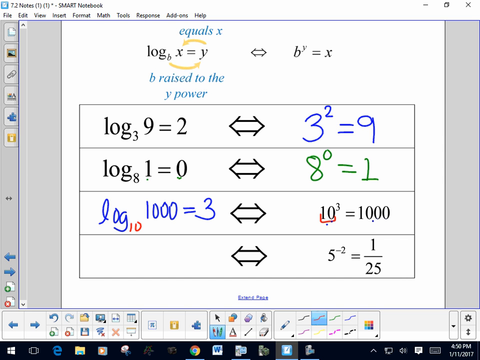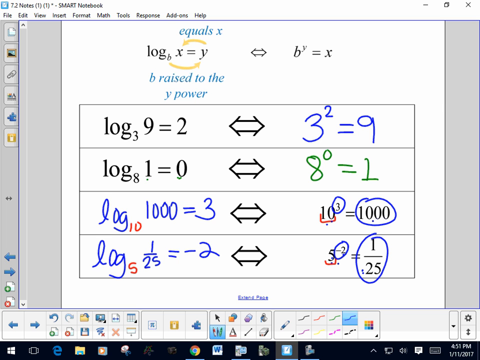And let's try one more of those. I have an exponential. 5 to the negative 2 power equals 1 over 25. I want to write it as a log. So I write my log. The base is going to be the same. It's base 5 of, and I need to switch these two now. Log base 5 of 1 over 25 is equal to negative 2. So I'm switching that. The base is the base. Okie dokie. So that's rewriting.